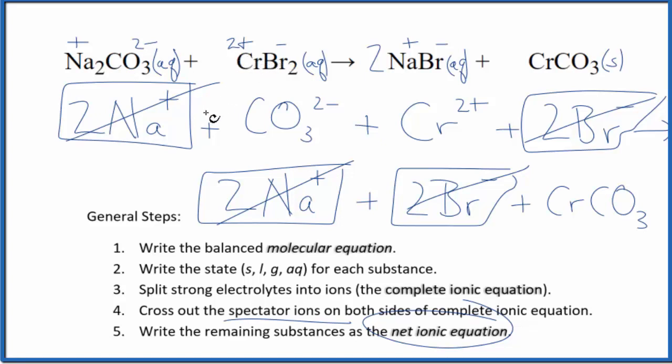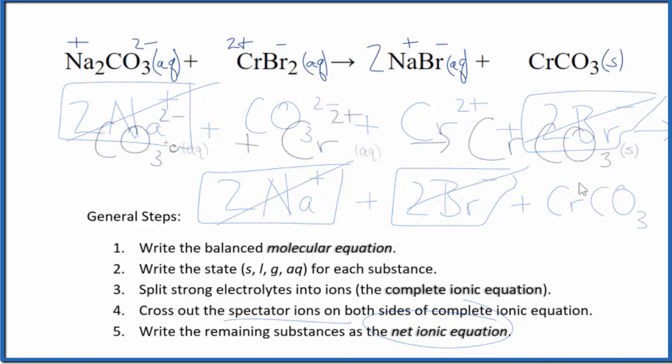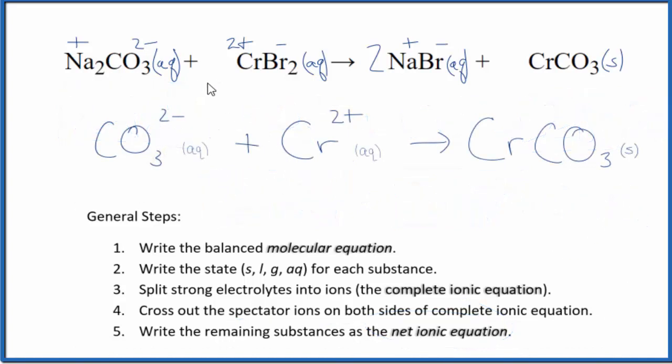I'll clean it up and write the states. We'll have our net ionic equation. So this is the balanced net ionic equation for Na2CO3 plus CrBr2. You'll note that charge is conserved. We have a 2 minus and a 2 plus. That gives us a net charge of 0. This is neutral, so its net charge is 0 as well. So that's balanced. The atoms, they're balanced too.